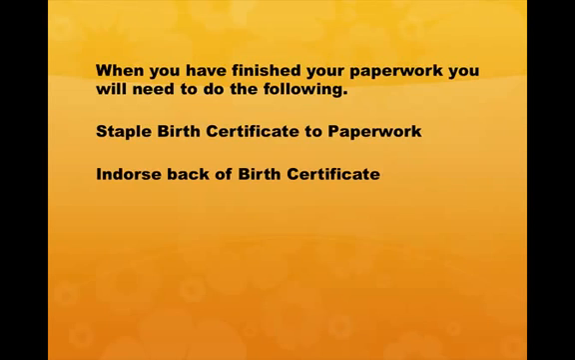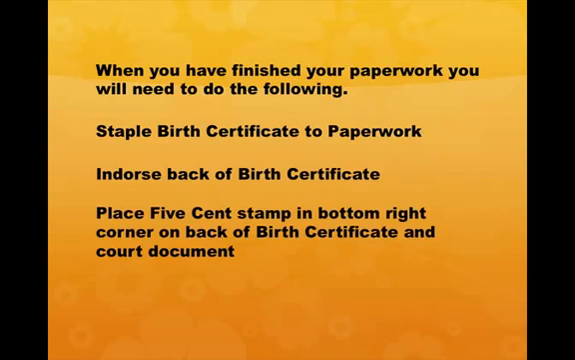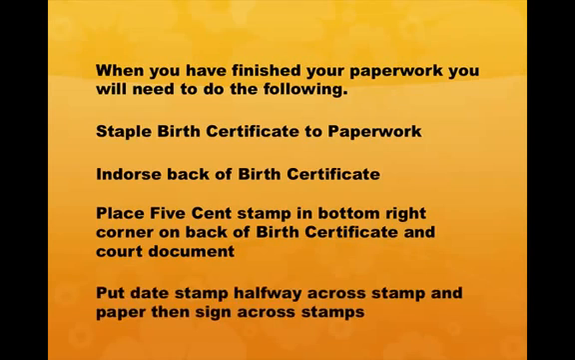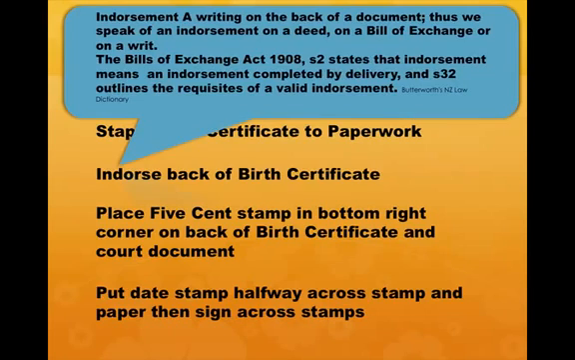Now, endorse the back of the birth certificate. Place a 5-cent stamp in the bottom right-hand corner on the back of the birth certificate and also the paperwork that I've just taken you through. Put a date stamp halfway across the stamp and paper, then sign across the stamps. Now you've paid your stamp duty and you have cancelled the stamp.